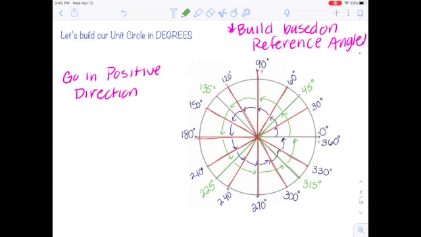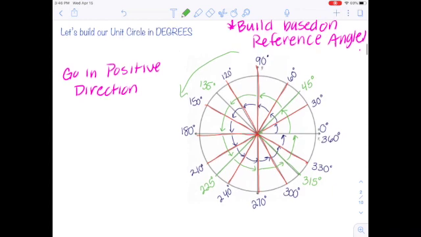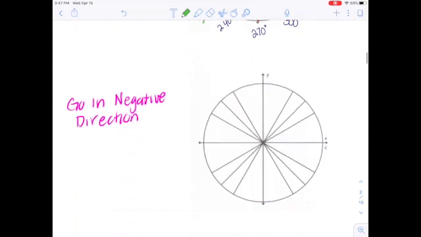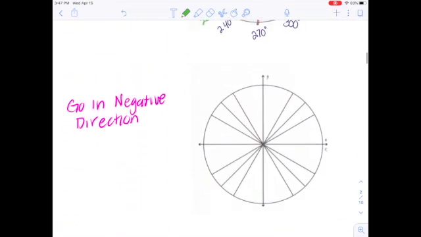Now, what would happen? Can you have angles that are bigger than 360? Sure, why not? You can take some spins around that unit circle. You could have an angle of 900 degrees. Okay, it would just be a few spins going in a positive direction. Remember, positive direction goes counterclockwise. And you can also go backwards on a unit circle. So that is your complete unit circle in just degrees.